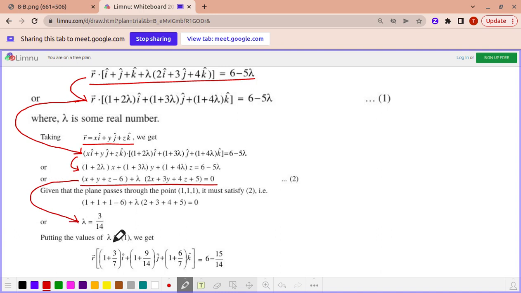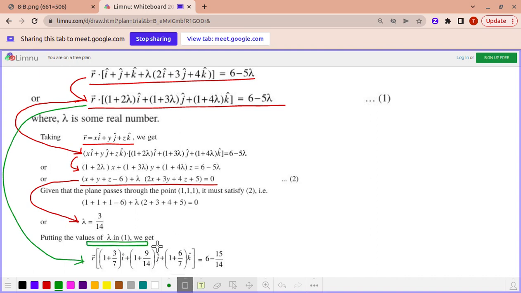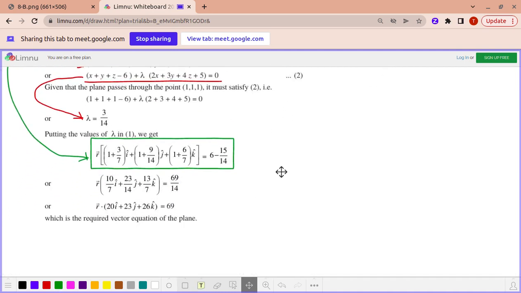After that we apply the value of lambda. As according to the question we need to find the vector equation, we apply the value of lambda in this equation. Okay, and after applying this value of lambda, let me show you in a different color. If we apply it here, we get the vector equation of the plane as this one. This is the required vector equation of the plane. I hope it is clear, and after simplification you can get this one, and further you can get this one.